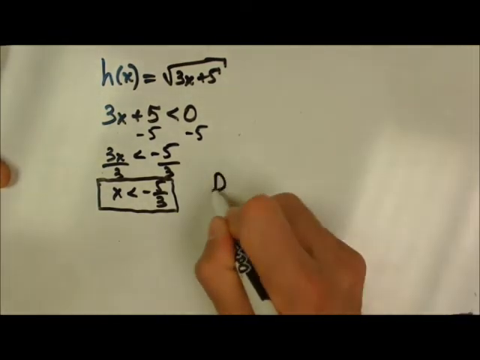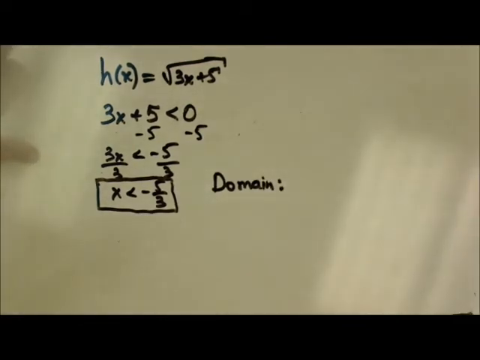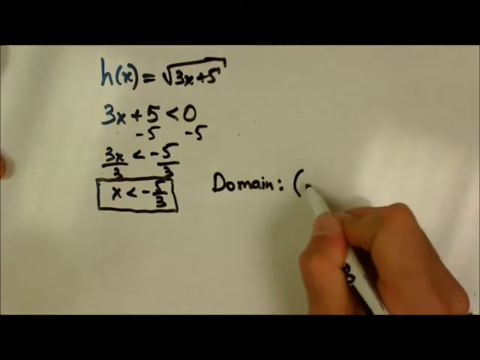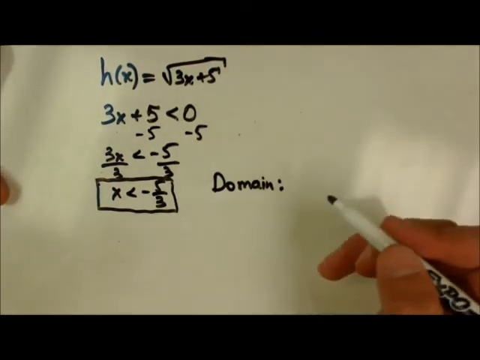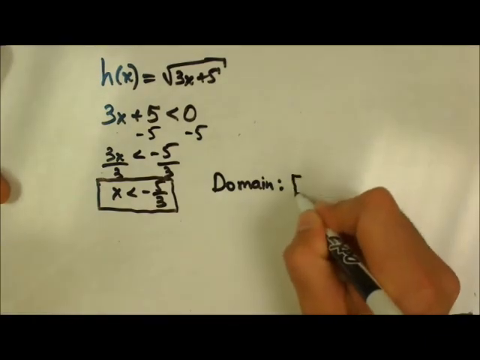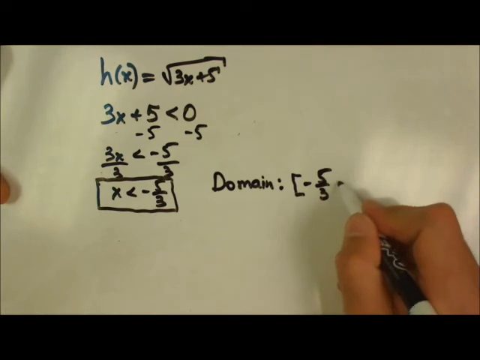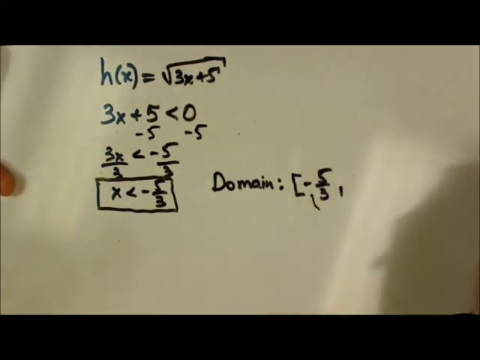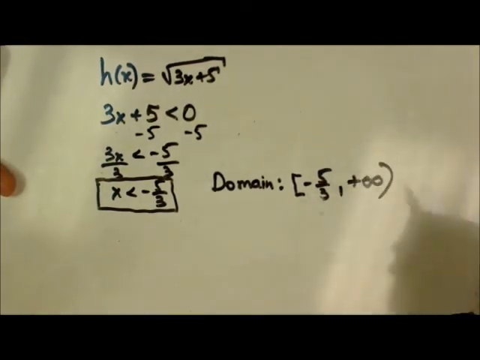It means now our domain should be everything but not less than -5/3. It starts from -5/3 and actually includes -5/3, because we can have the square root of 0. It means we're including -5/3, and we go all the way to positive infinity. It's our domain.